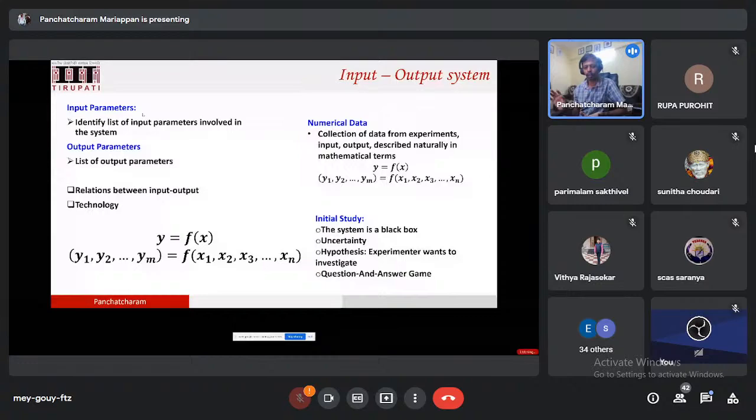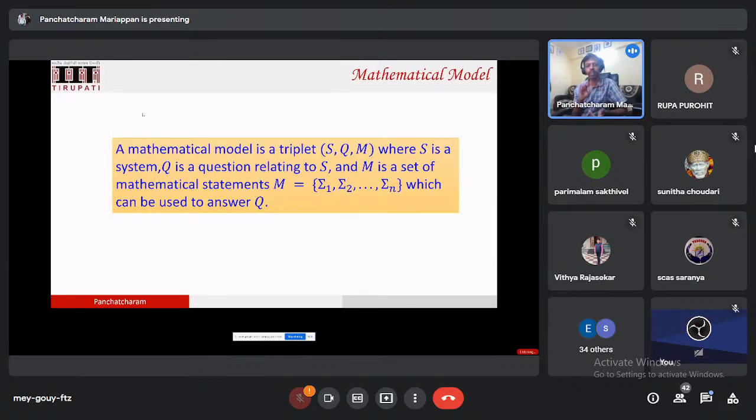So what is a mathematical model? It is going to have a triplet. One is called a system, another is a question related to that, and another is the mathematical statements. A mathematical model is a triplet consisting of a system, a question related to the system, and a set of mathematical statements which can be answered.